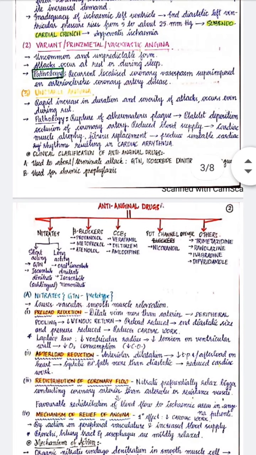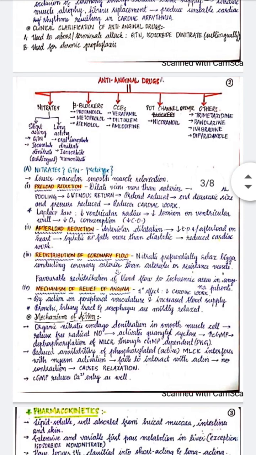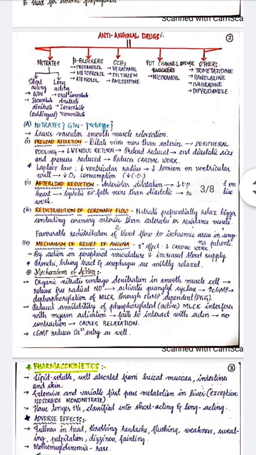Now here is a chart of the classification of anti-anginal drugs pharmacologically. The first is the group of nitrates. So among nitrates, glyceryl trinitrate is the prototype drug. Nitrates are divided into two types, that is short acting and long acting.